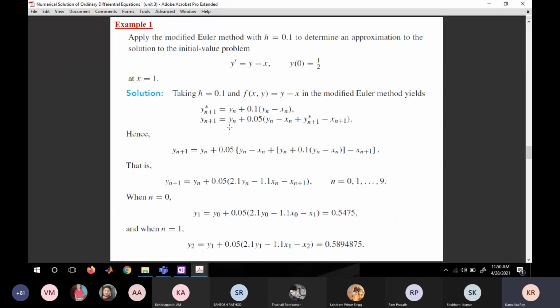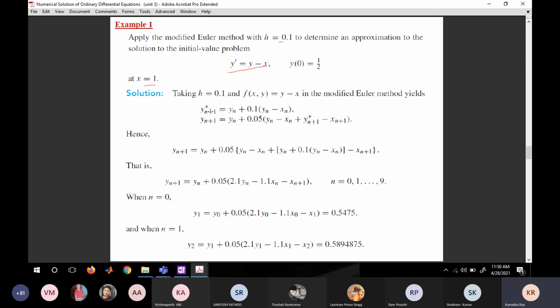Here is one example which we will solve by modified Euler method. This is also called Heun's method. So what is the formula? Same problem, y dash equals x plus y, y minus x, and y0 is given as half, and we have to find the value at x equals 1 with h equals 0.1. So h will be 0.1 and you will need 10 steps.